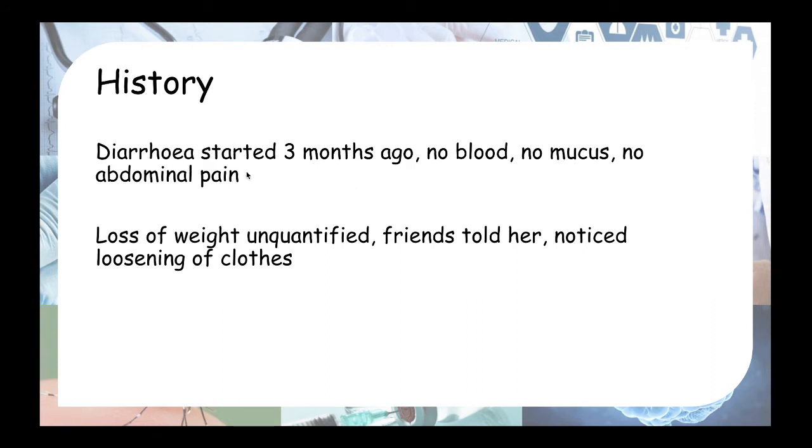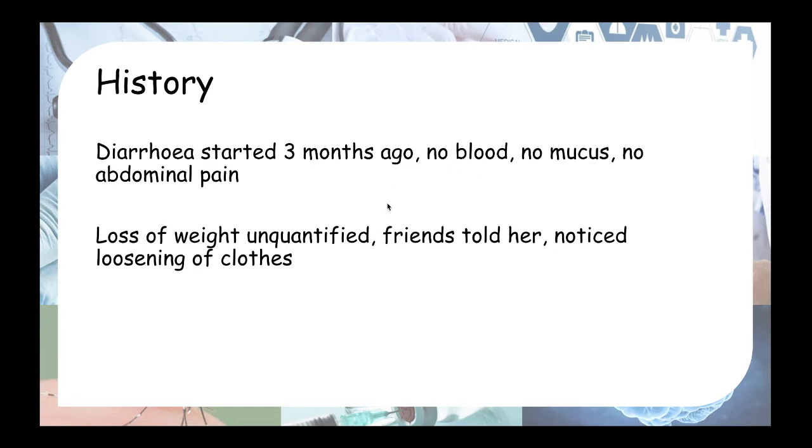So the diarrhea started 3 months ago, so most probably acute gastroenteritis is out of the picture here. Something more chronic is going on. There's no blood, no mucus, and strangely no abdominal pain. So if it were celiac or inflammatory bowel disease, you would expect some blood and mucus in the stools, but there's none of this, and there's not even abdominal pain. So what could this be? Do you have any idea what this could be?